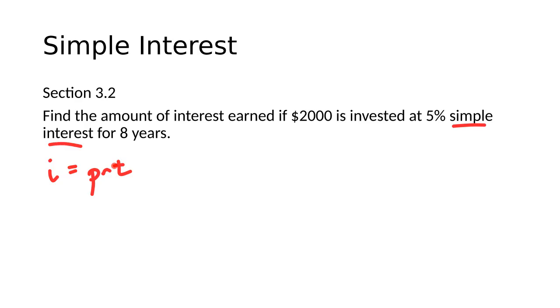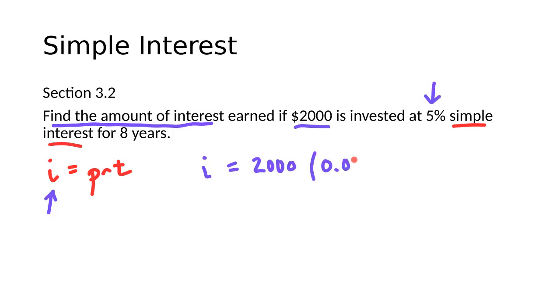Using that formula, we're going to go ahead and plug in. The question says, find the amount of interest, so we're looking for I here. We're not going to know what I is. The principal, that's how much is invested. That's $2,000. The interest rate is 5%. Make sure to write that as a decimal, 0.05. And then the time is 8 years.